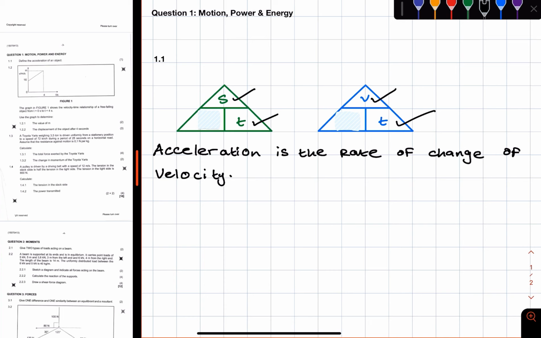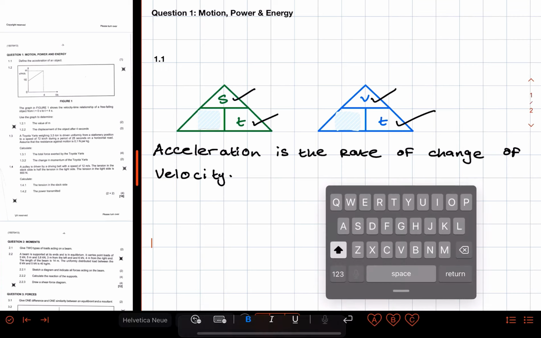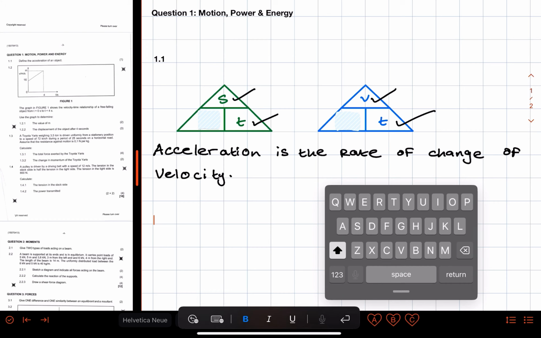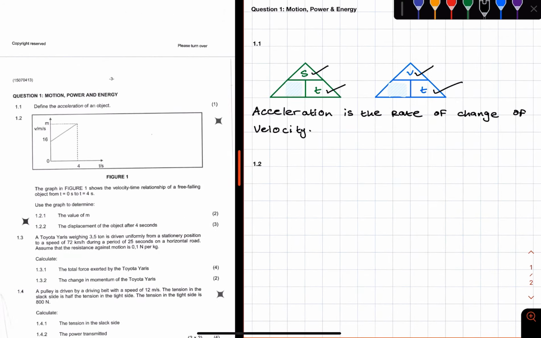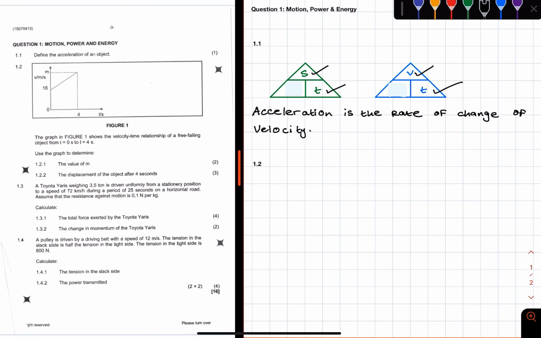Now, moving on to question 1.2. All right, let's see what we have. Question 1.2 reads as follows. The graph in figure 1 shows the velocity time relationship of a free falling object from t is equal to 0 seconds to t is equal to 4 seconds. Use the graph to determine the following.